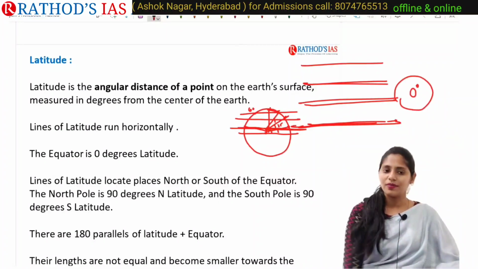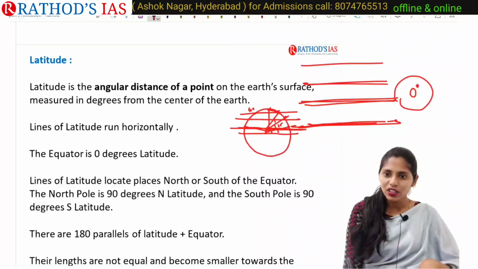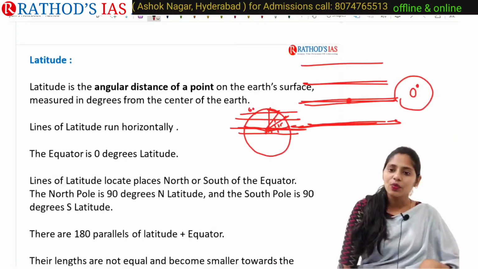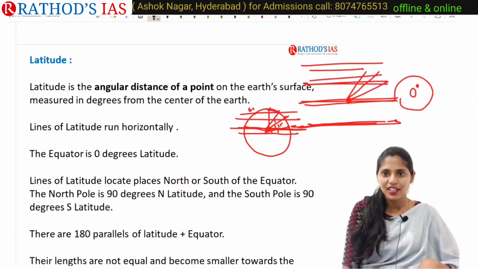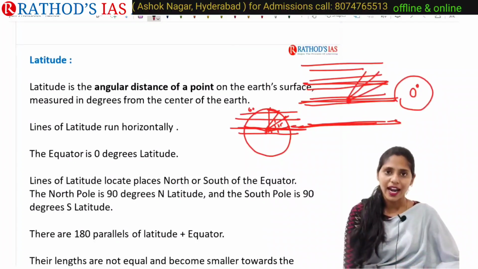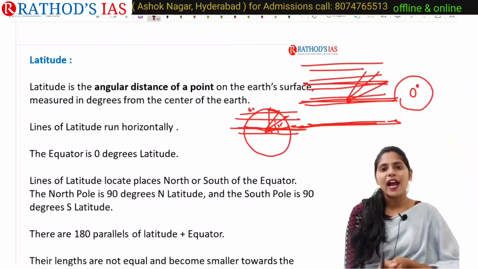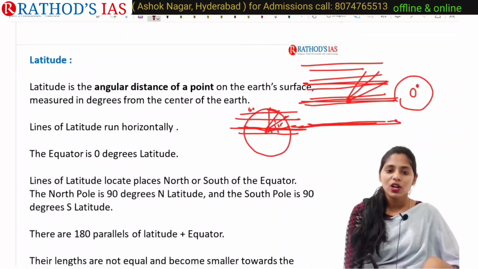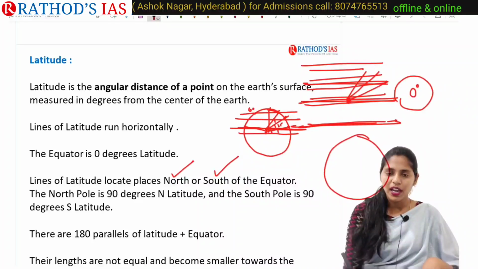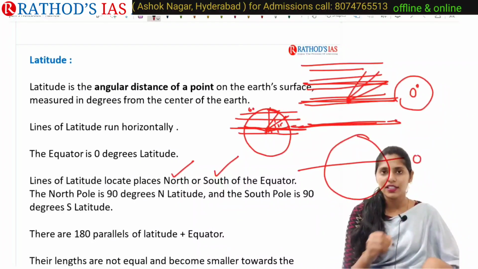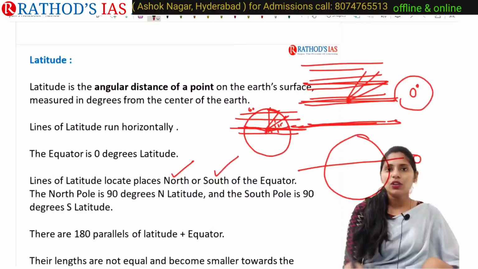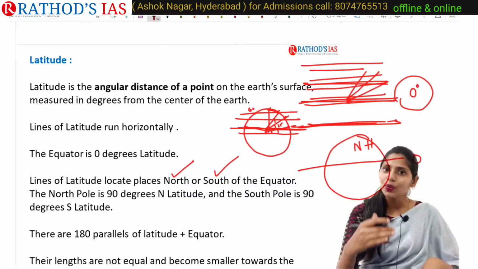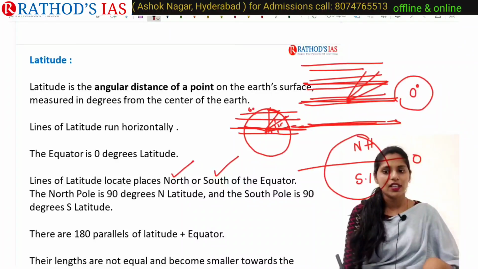From the equator, this is our center point, and we measure angles and join those angles. In this way we draw our latitudes. Lines of latitude locate places north or south of the equator. If you take a globe, and let us take this as the equator, above the equator is called our northern hemisphere, and below the equator is our southern hemisphere.